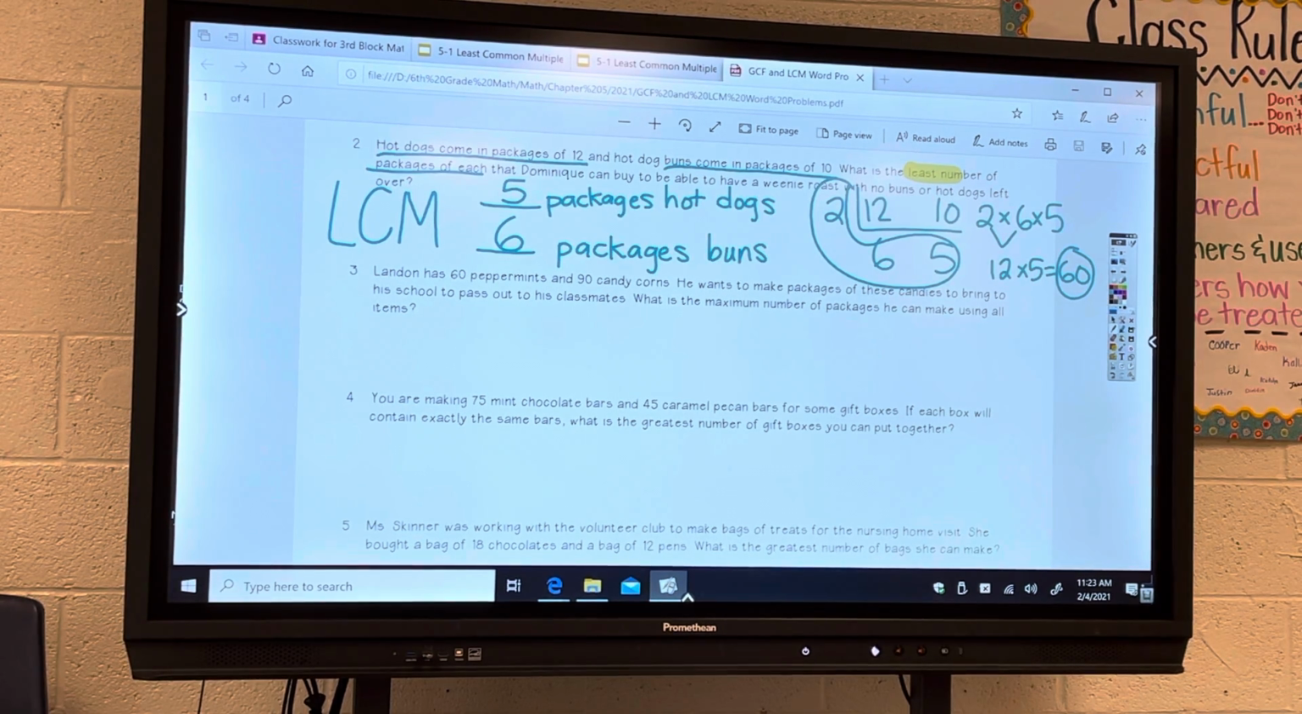I want you to read number 3, and I want you to find the key word for number 3. I want you to decide if we're finding the GCF or the LCM and stop.